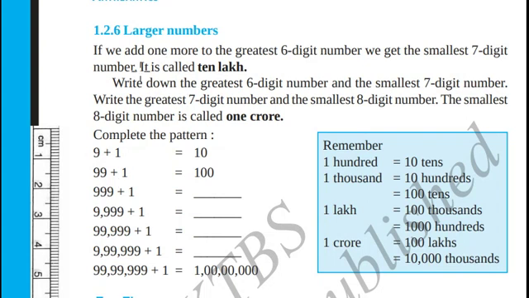Larger numbers. When we add 1 to the largest 6-digit number, we will get the smallest 7-digit number. We call it 10 lakh. 1, 2, 3, 4, 5, 6, 7. This is the smallest 7-digit number. When we add 1 to the greatest 7-digit number, we will get the smallest 8-digit number. We call it 1 crore. 1, 2, 3, 4, 5, 6, 7, 8. This is 1 crore, the smallest 8-digit number.